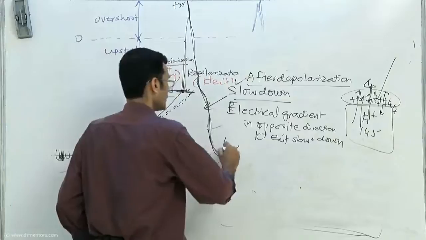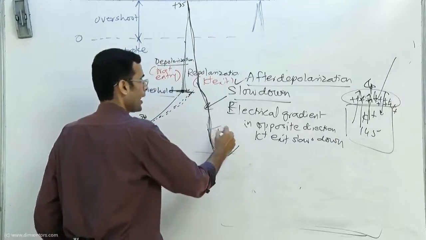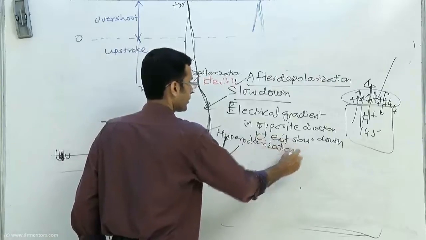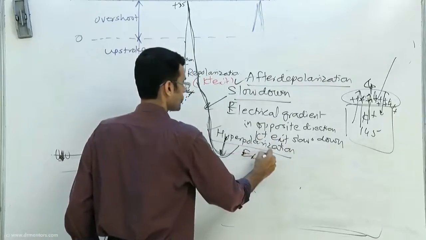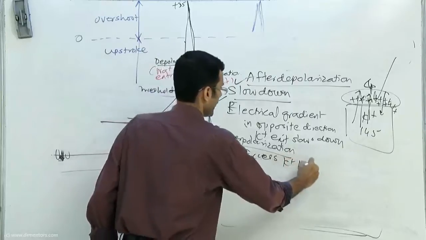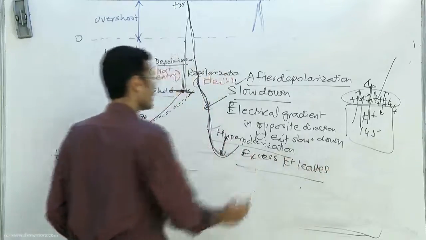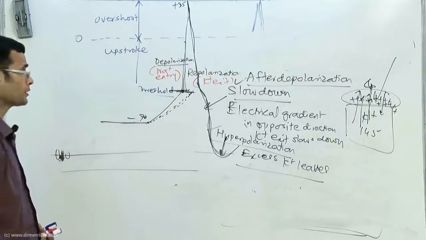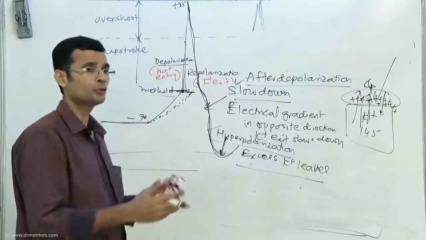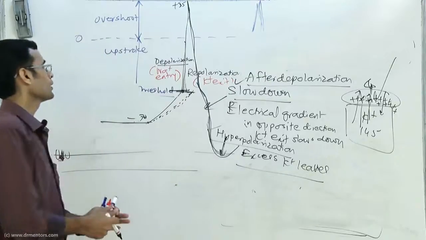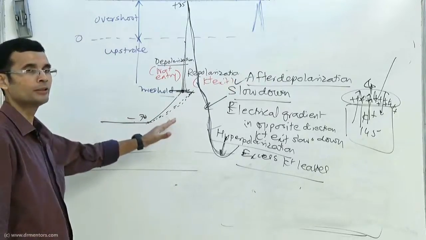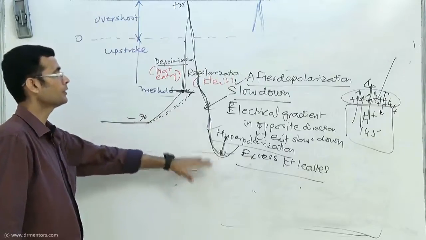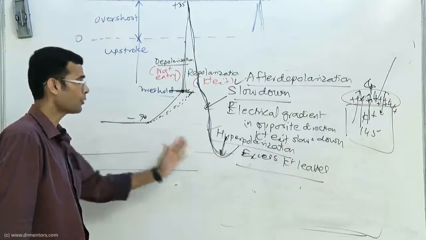And then finally, this phase, hyperpolarization. Hyperpolarization is because excess potassium leaves. You see, there is voltage gating of these potassium channels. There is time gating of these potassium channels. They are slow to open, slow to close. They are lazy channels. So they were slow to open, then they opened. Now they are slow to close. Potassium channels remain open for a long period.